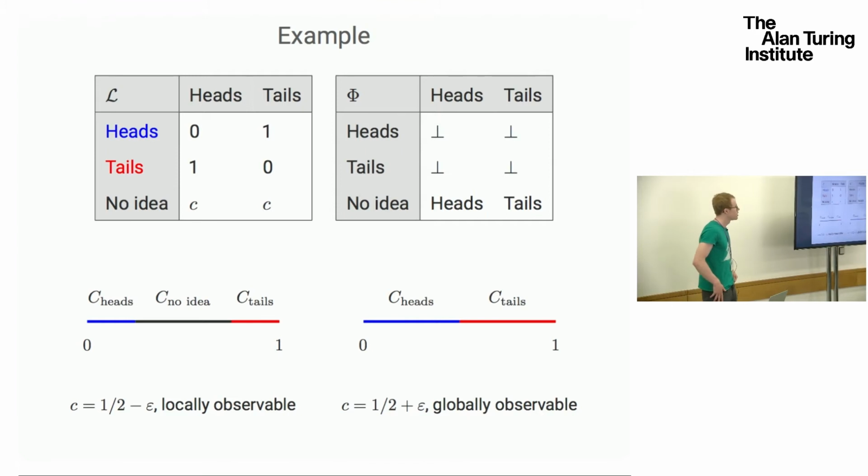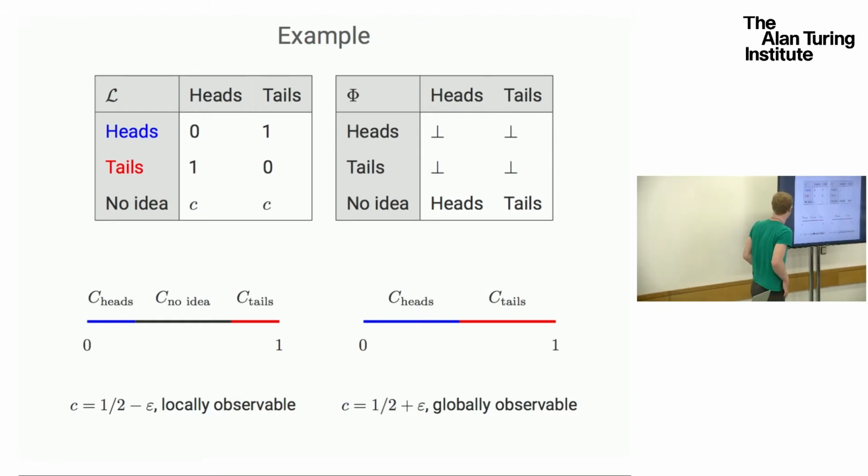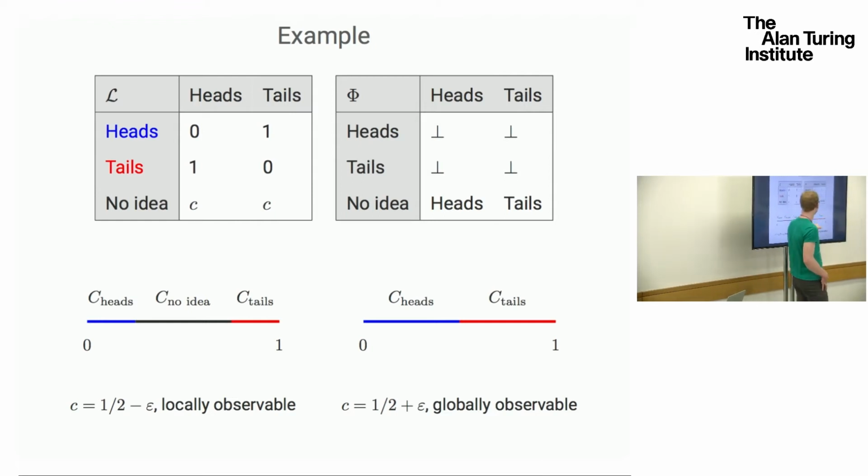Okay, so here's a little example in this heads and tails game about when it is locally observable and when it is globally observable. And as you might guess, it depends on what this value of C is. It turns out that the critical value is 1/2. If C is bigger than 1/2, then if you look at the cell decomposition, it looks like this. It's actually never optimal to say I don't know. In hindsight, that's not the best optimal action.